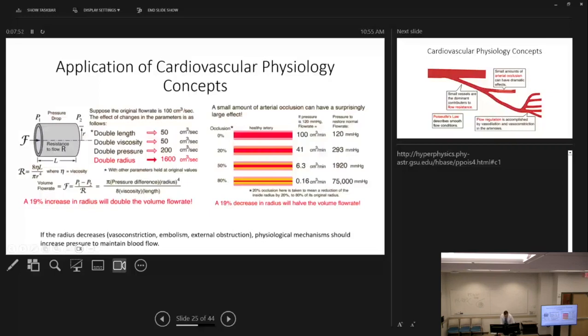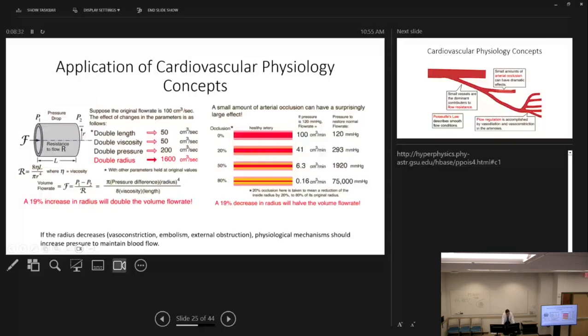Notice that, for example, if we double the length of a pipe, or in this case of an artery, that we don't do, and we start, for example, with a blood flow of 100 centimeters per second, if we double the length, we are going to halve the flow of the fluid. If we double the viscosity of the fluid, instead of regular milk, we are going to have condensed milk. It's going to flow more slowly. So if we double the viscosity, we are going to have half the flow. If we double the pressure gradient, we're going to double the flow.